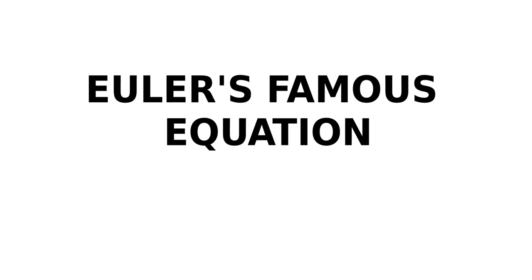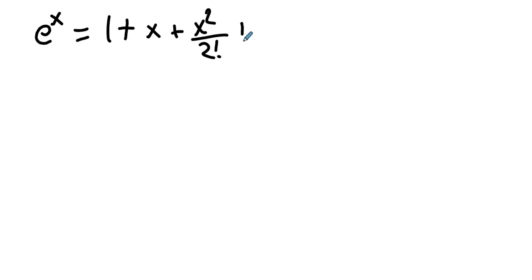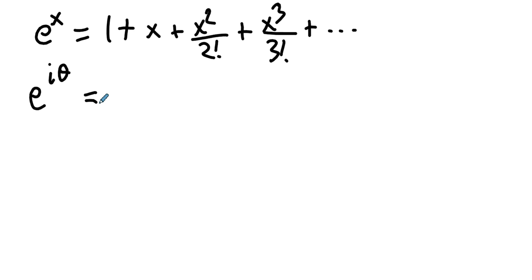Let's take a look at one of Euler's most famous equations, certainly the one that every student comes out of Calc 2 knowing and appreciating. So you and I both know that e to the x is 1 plus x plus x squared over 2 factorial plus x cubed over 3 factorial, and so on, right? Leonhard Euler, some 300 some odd years ago, said, you know what? Let's take a look at what e to the i theta is.